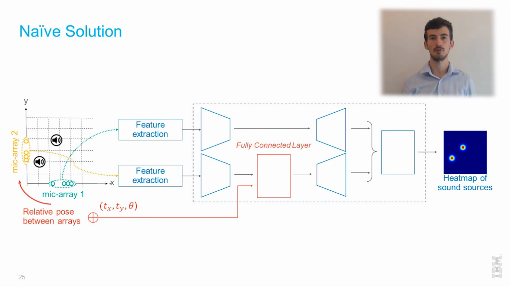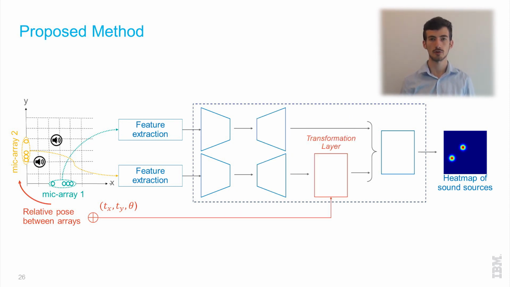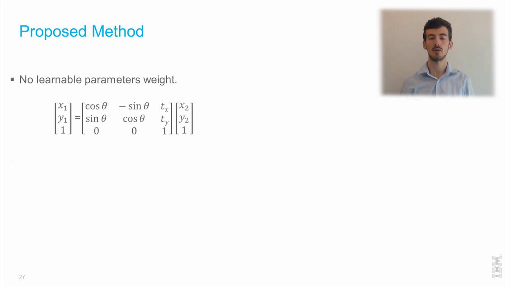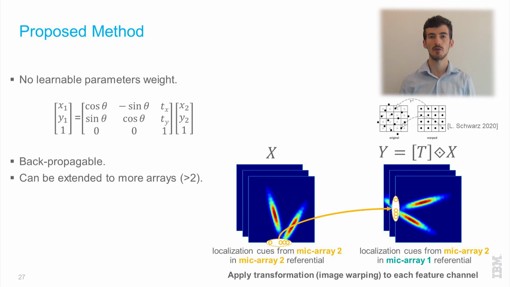A naive solution would be to feed the relative pose between arrays to the model thanks to a fully connected layer. However, this is not very efficient because it will represent some extra parameters to be trained, and the model will have to learn implicitly how to take into account this transformation. Here is how the transformation layer is inserted into the model. The strength of our approach is that there are no learnable parameters, it is fully backpropagable and can be extended to more than two arrays. We simply apply the transformation to all feature channels by using grid sampling and interpolation.